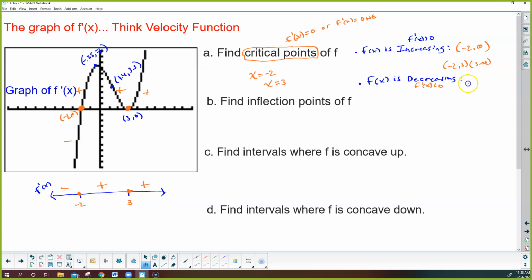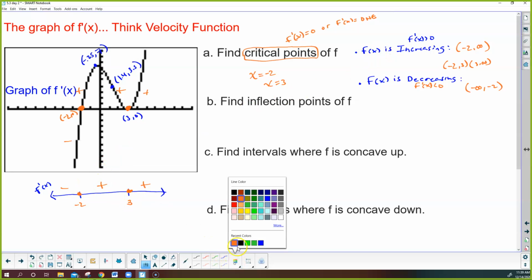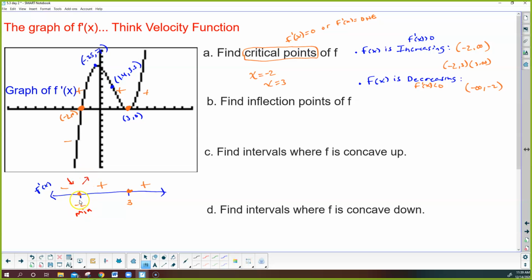And we know that is from negative infinity to -2. So the first derivative can tell us a lot of information just about the original function. And actually, notice here, we go from decreasing to increasing. The original function has negative slopes to positive slopes. That means there's a minimum that's going to occur at this critical point.